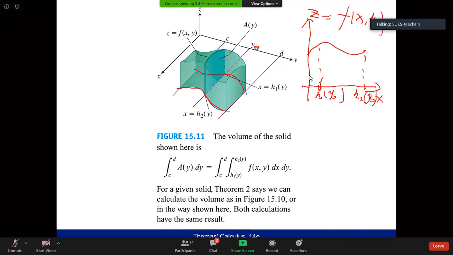So then the volume of the solid shown here is the integral from C to D of A(y) dy, which equals the integral from C to D, and h1(y) to h2(y), of f(x, y) dx dy. So for a given solid, Theorem 2 states we can calculate the volume as in figure 15.10 or in the way shown here. So both calculations have the same results. From here, this is just giving you a concept of how these things look.